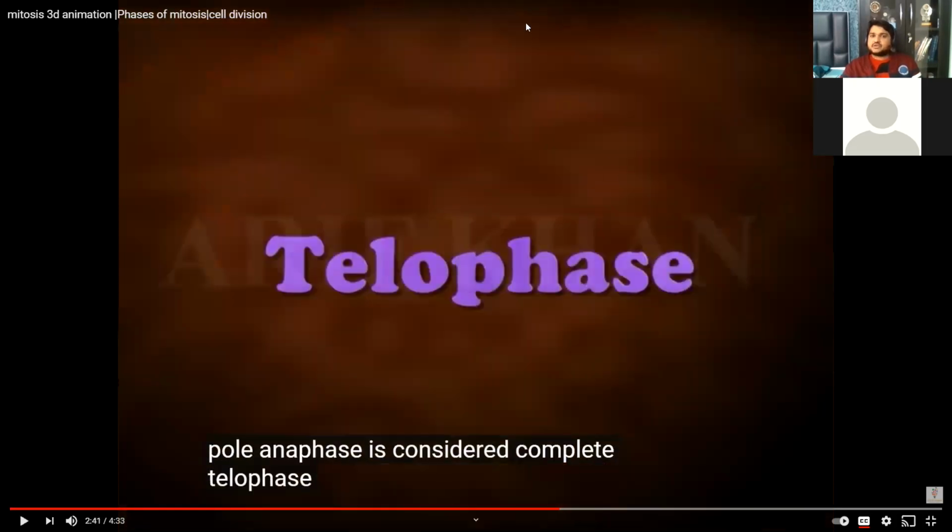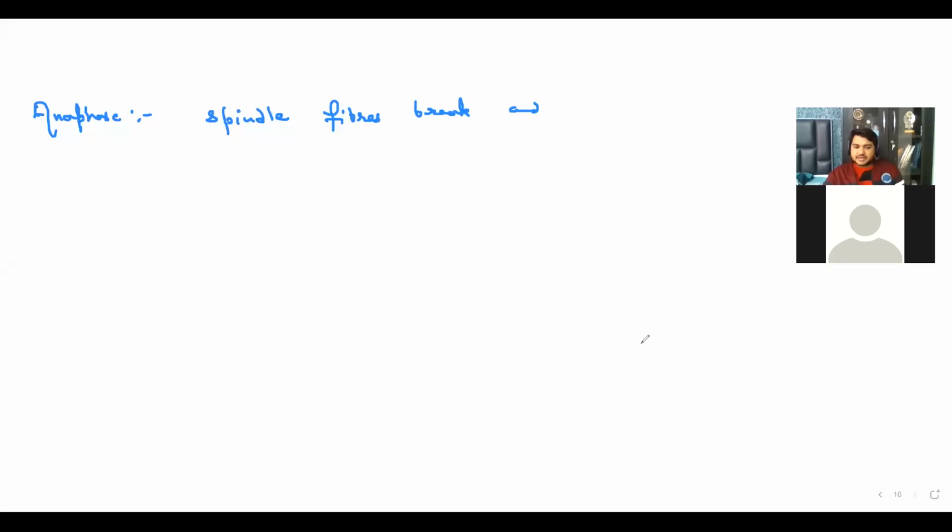So it means they are just moving towards the pole, from the equator to the pole, because they are just separated.